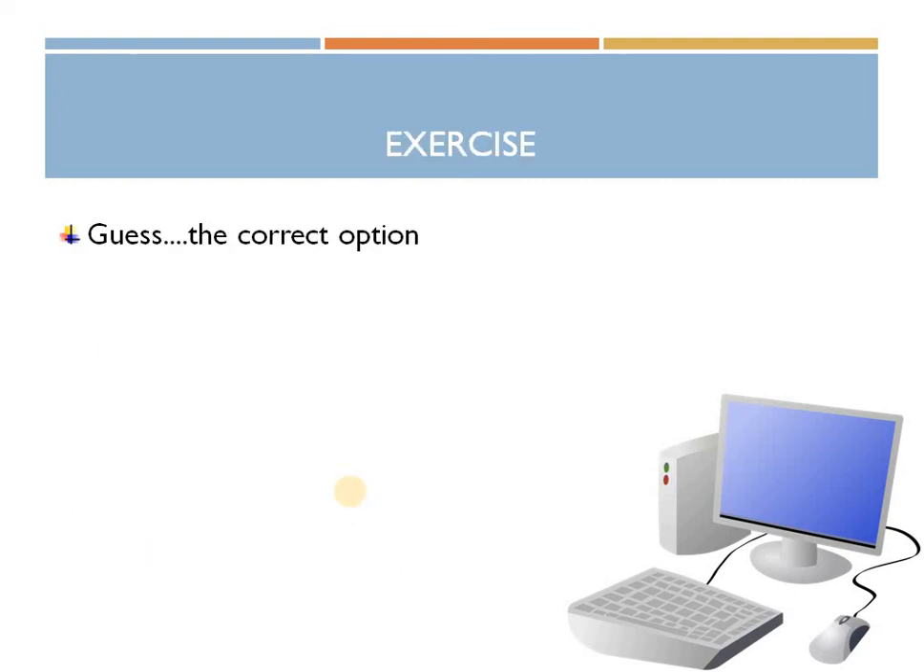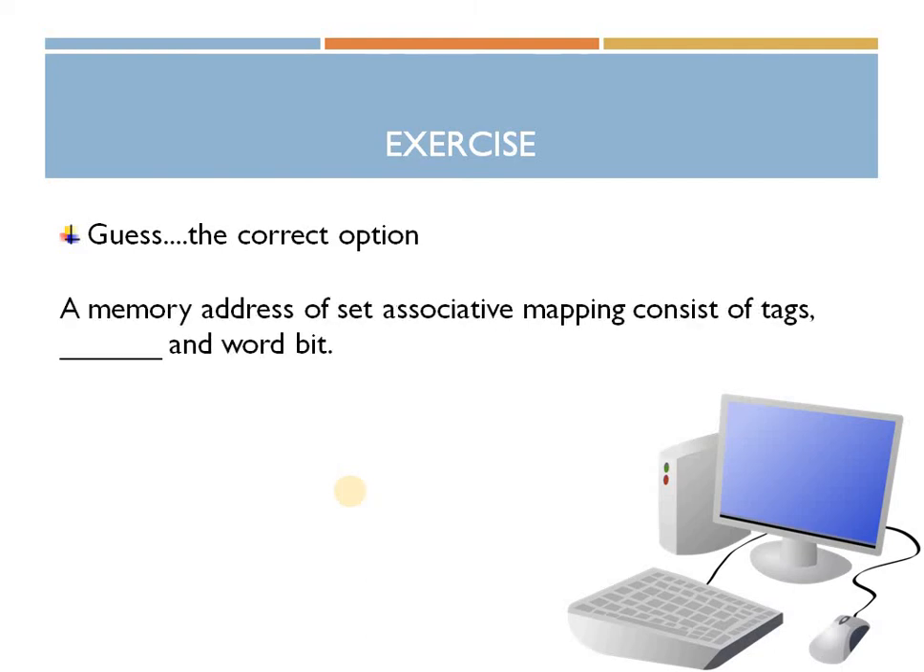So let's guess the correct option for the question. The question says that a memory address of set associative mapping consists of tags, dash, and word bits. The correct answer is either set of lines, or slot, or block. So the correct answer is set of lines.